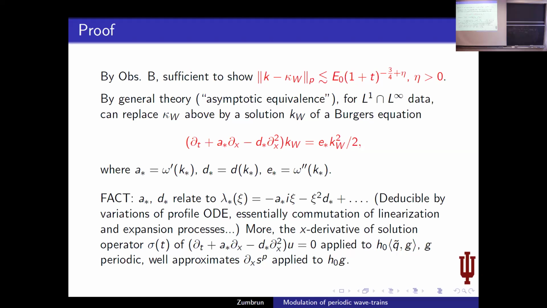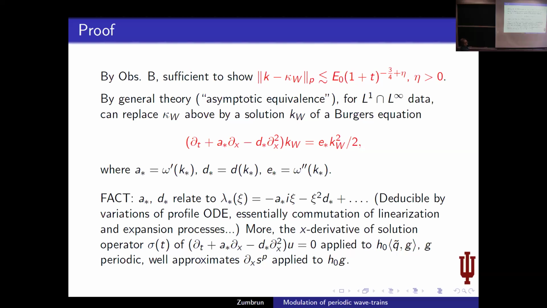It's just for a convected heat equation. It's just the convolution with the heat kernel. An important fact is that these coefficients, A star, D star, relate to the spectral expansion of the critical mode. And they are, as one would expect, the convection and the diffusion. And then there's this nonlinear term, but that's not in spectral theory.